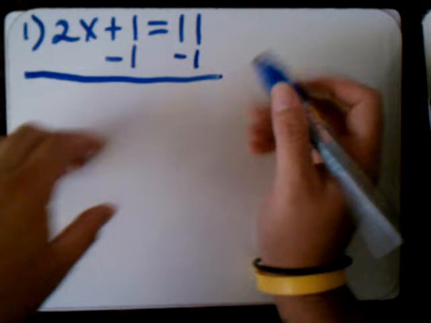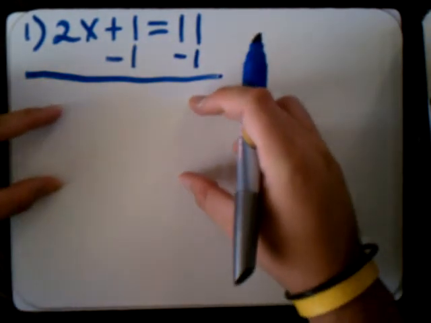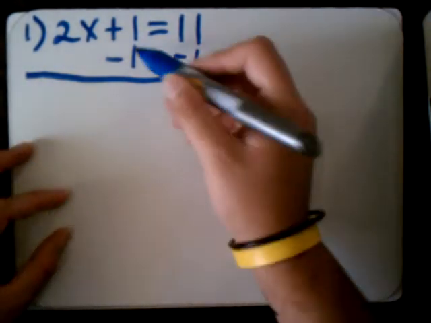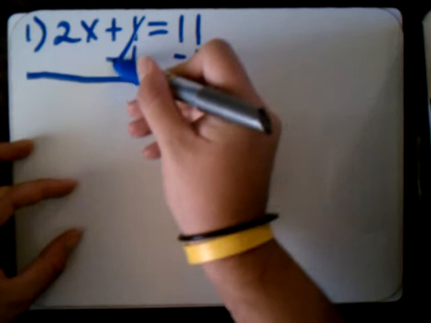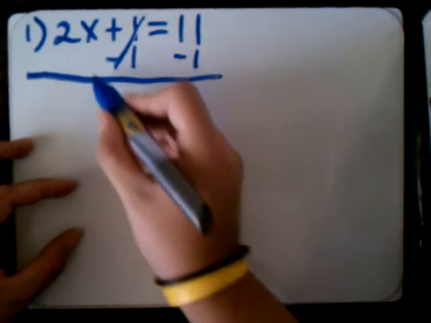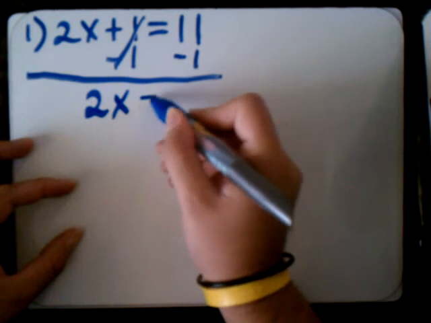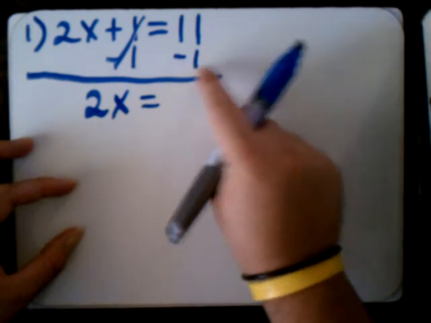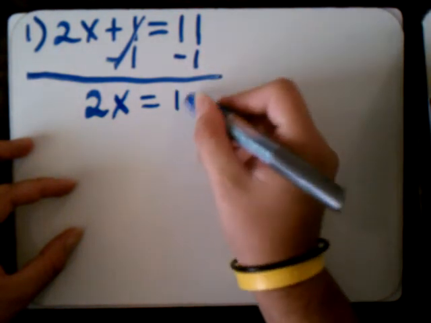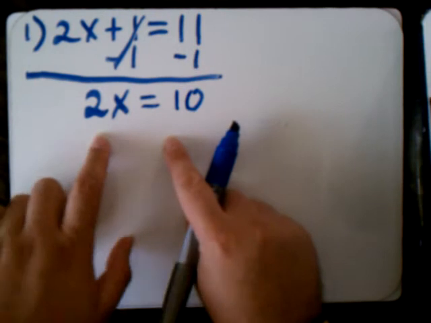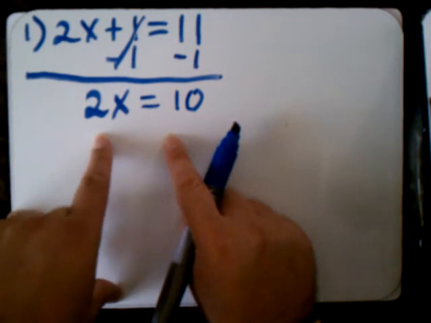Draw a line. This is to keep everything under control. Plus 1 minus 1, this cancels out. You bring down whatever you have. In this case, you have 2x equals 11 minus 1 is 10. Now this is a piece of cake for you. You already learned how to do this.